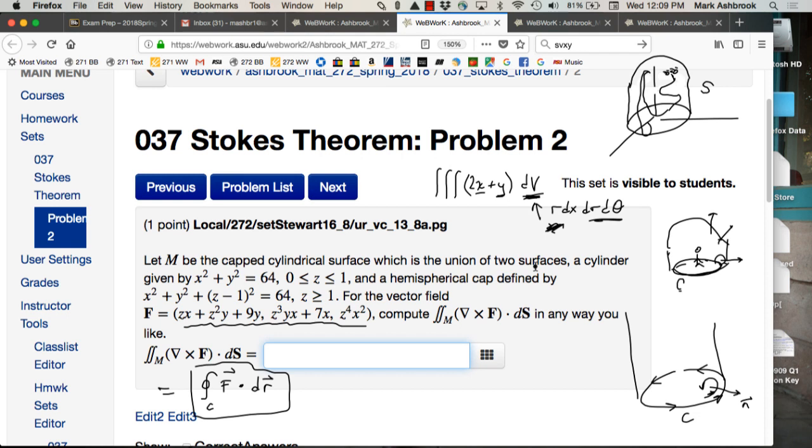Would you do that right when you took the divergence of f, or after you took the divergence of f? The only divergence formula we have is when we have x, y, and z, right? So do the divergence and then change it into cylindrical coordinates in the triple integral. Yeah, so y is going to be in terms of r and theta.